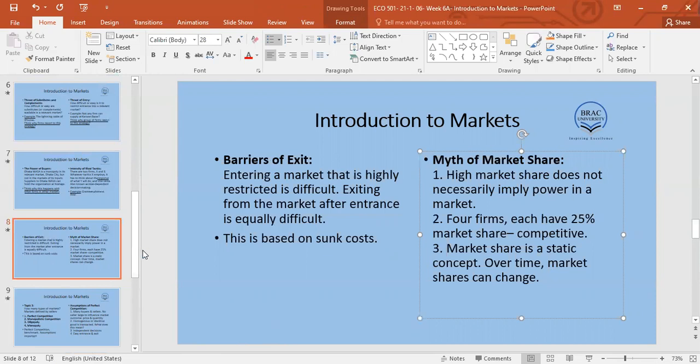So this is the end of part one, where we looked at how we define a market, number one, and what determines market power. In part three, we'll make a very brief look at the number of markets that we're going to look at in this course.